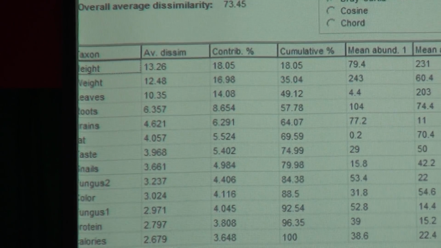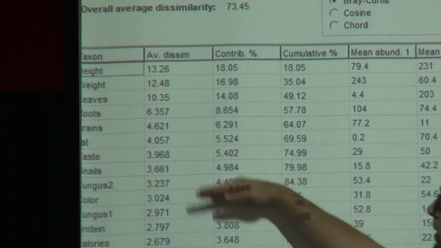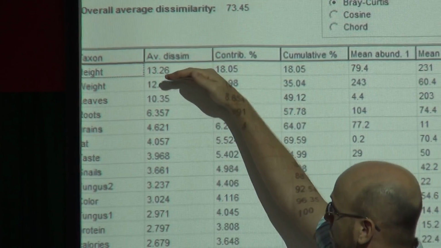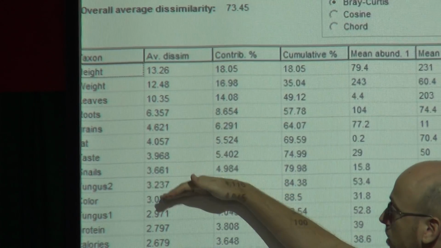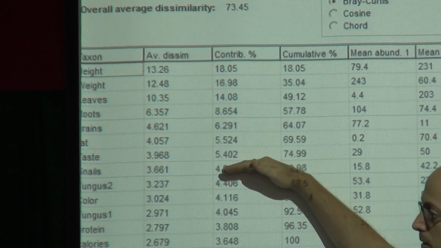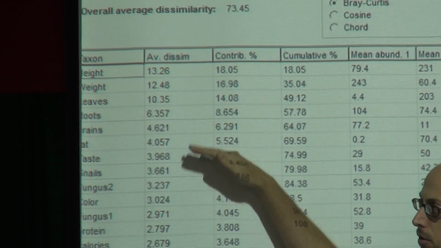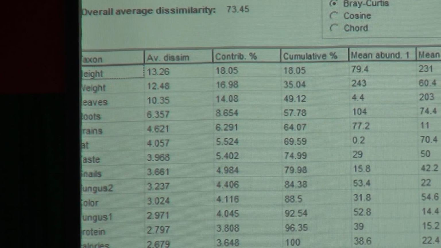And between the height and the calories, we have a descending order of dissimilarity, of disagreement, of distance.